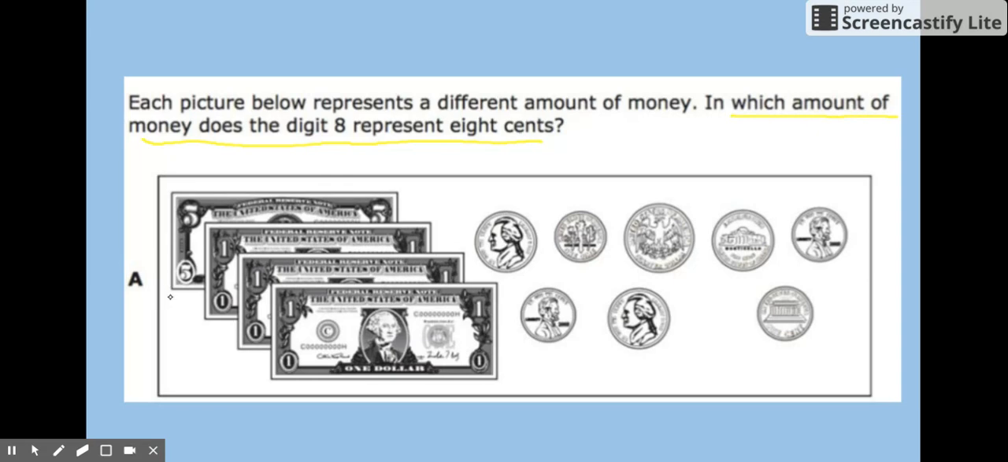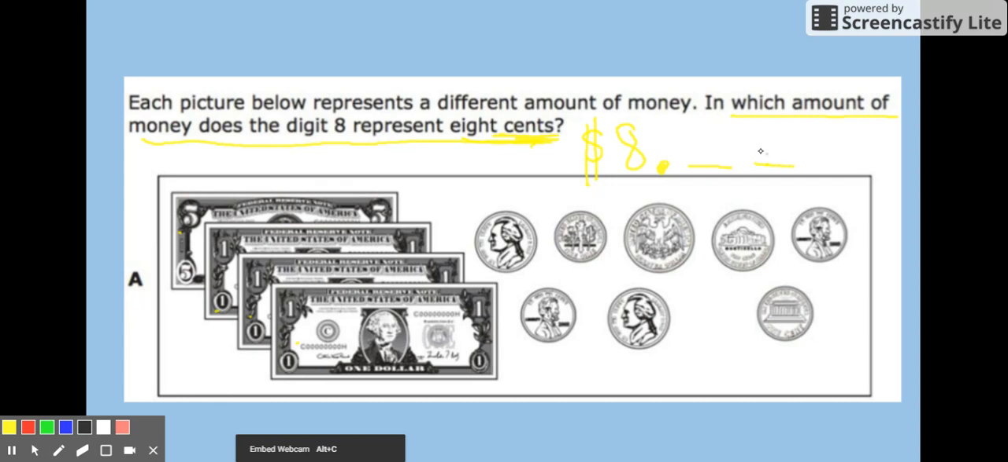Okay, so in the whole numbers place, we've got 5, 6, 7, 8. We have $8. But wait a minute. They're not even asking for whole numbers, are they? They said represent 8 cents. That's a very key word. I don't even need to look at the whole numbers because 8 cents tells me they're looking for a decimal number. Okay, then let's go ahead and let's get to counting.